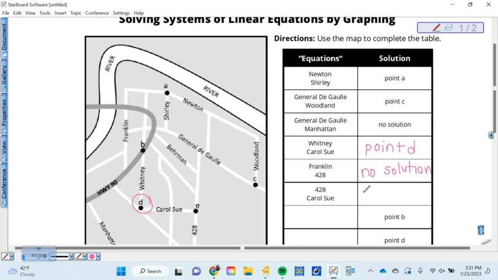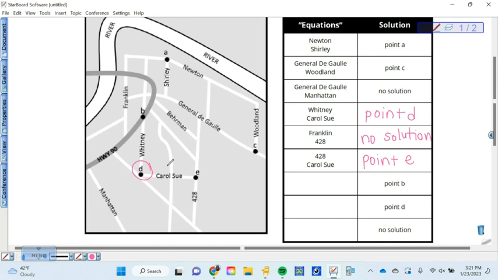But what about 428 and Carol Sue? Point E, perfect. Okay, and then for the last few, it gives us the solution, and we need to figure out what the roads are that would produce that solution. So point V. Yeah, Highway 90 and what? And Whitney. Good.